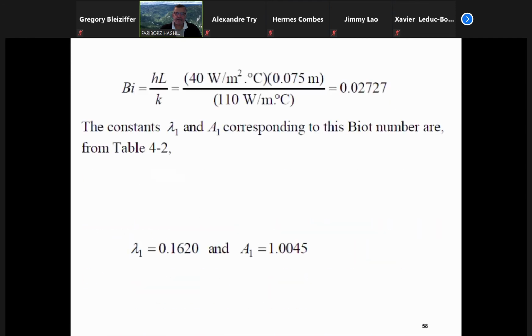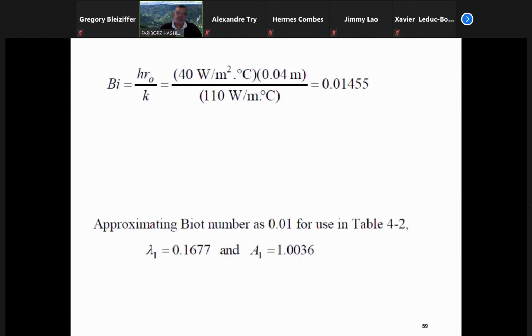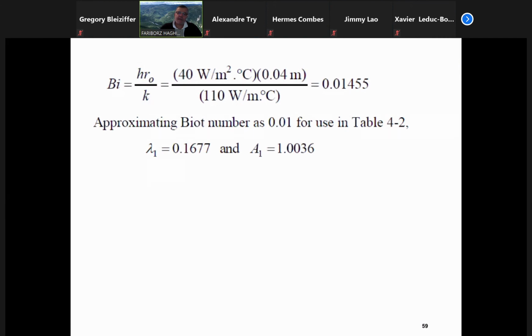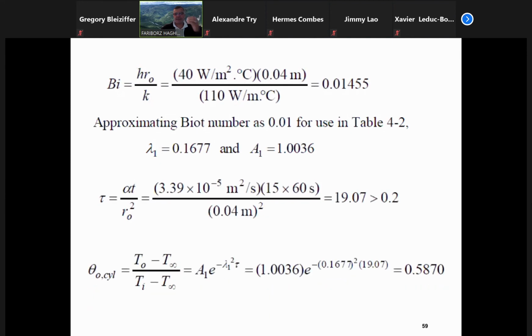Okay, therefore we did it for the wall. Let's go for the cylinder again. In this case it is 0.01 again, yes. Your number is less than 0.1, therefore I was able to use the simplified equation. But I want to show you this procedure, because the procedure is important. Therefore we go back again to table 4.2. Even for cylindrical coordinates, we find A1 and this one. We calculate the tau, and we place it in this equation.